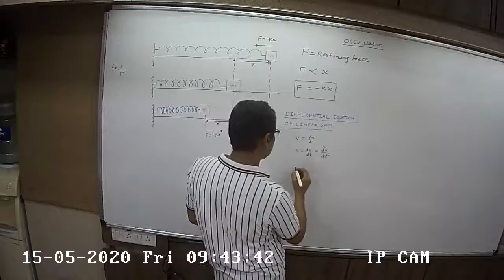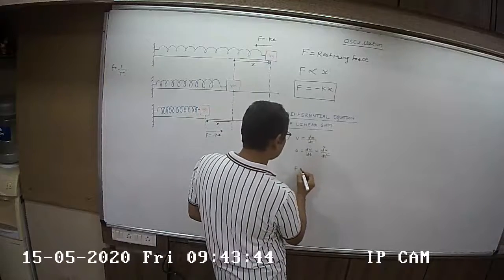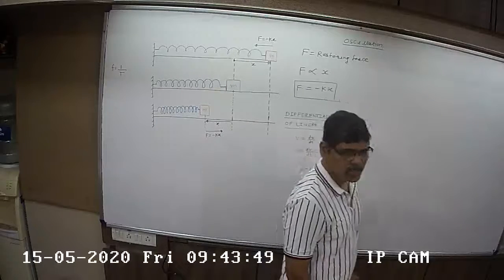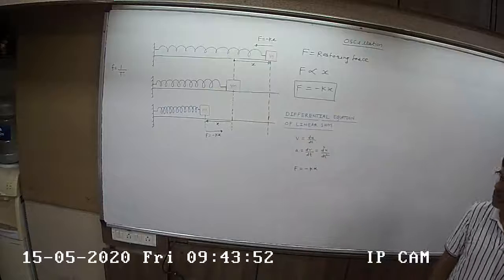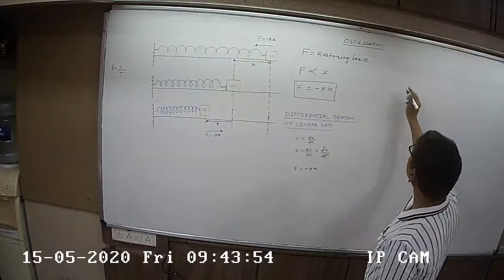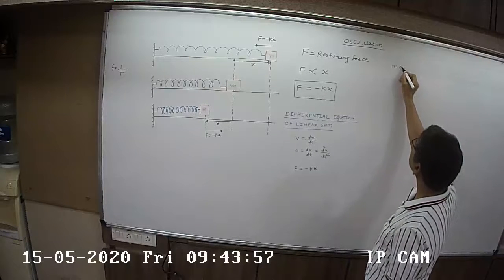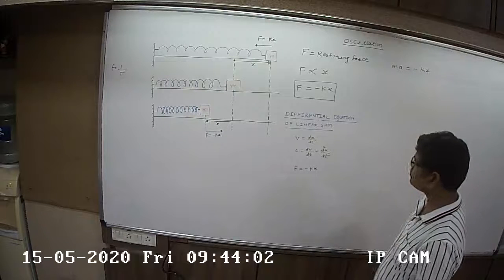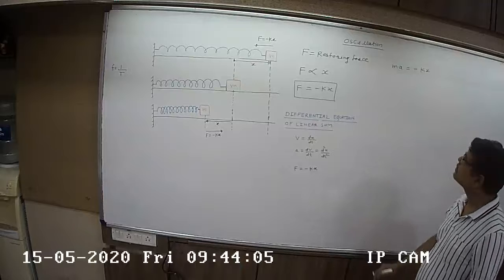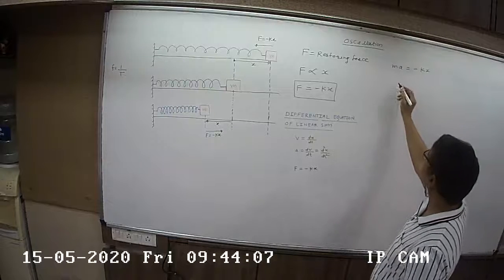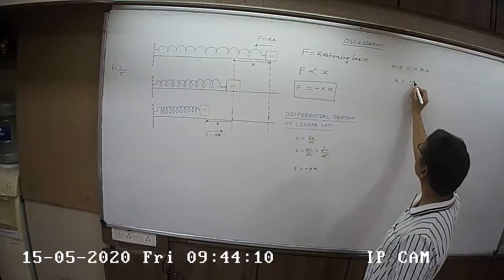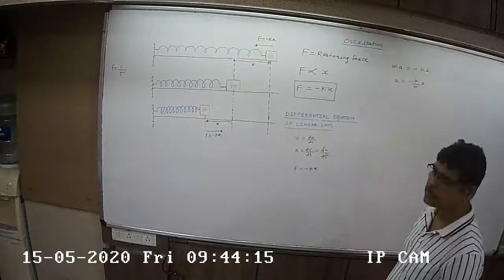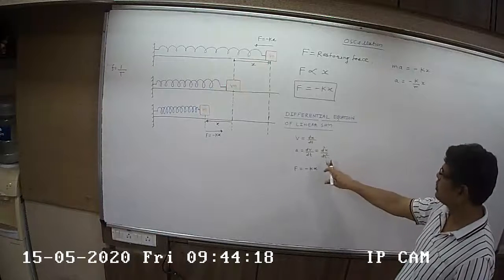Now tell me, what is the necessary condition to produce linear SHM? F is equal to minus kx. So I will write down F is equal to minus kx. You all know that according to Newton's second law of motion, force is mass into acceleration. So mass into acceleration is equal to minus kx. Now this can be written as a is equal to minus k upon m into x.